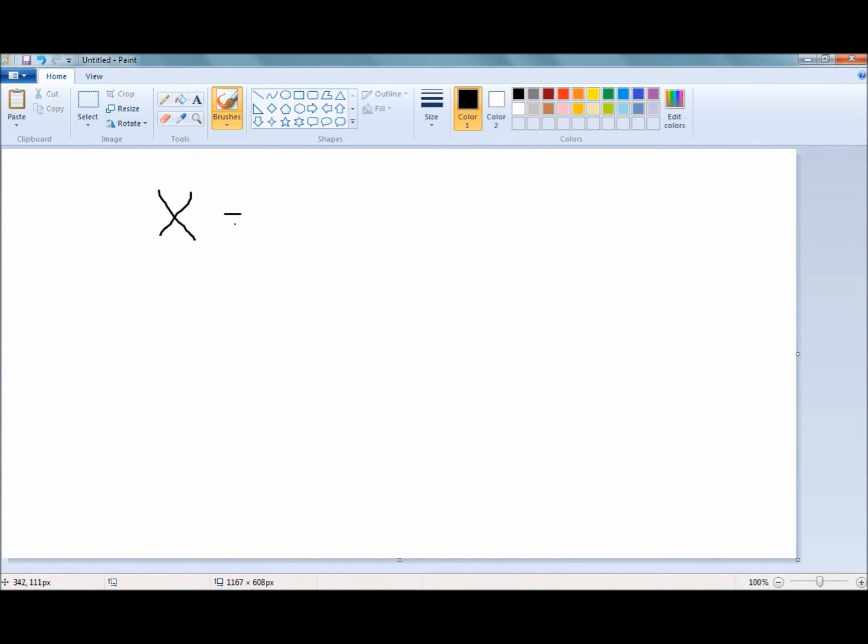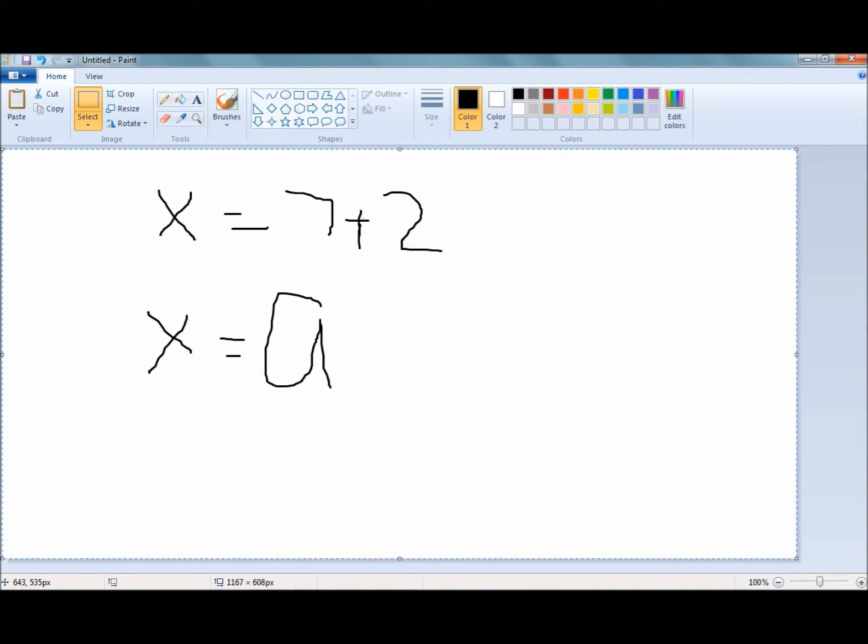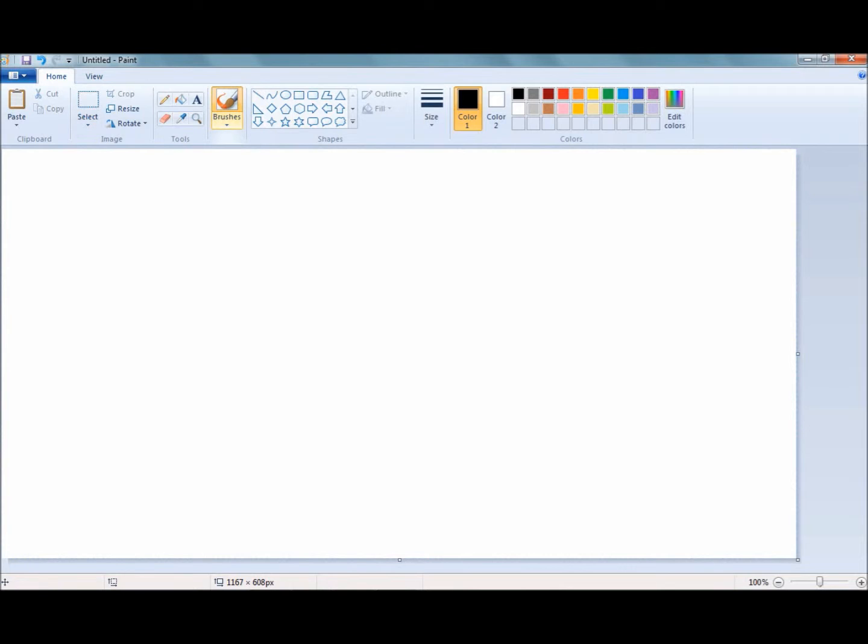If we say x equals 7 plus 2, 7 plus 2 we know is 9, so it's pretty obvious that x is 9. That is a terrible 9. But, nonetheless, we solved for x. Now, sometimes it's a little bit more complicated, like x plus 3 equals 4.